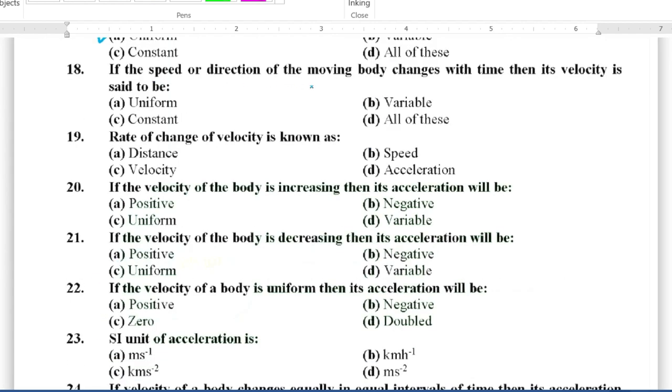If the speed or direction of a moving body changes with time, then its velocity is said to be, option number B, variable. Rate of change of velocity is known as acceleration, option number D. If the velocity of the body is increasing, then its acceleration will be, option number A, positive. If the velocity of the body is decreasing, then its acceleration will be, option number B, negative. If the velocity of the body is uniform, then the acceleration will be, option number C, zero. The SI unit of acceleration is, option number D, meter per second square.